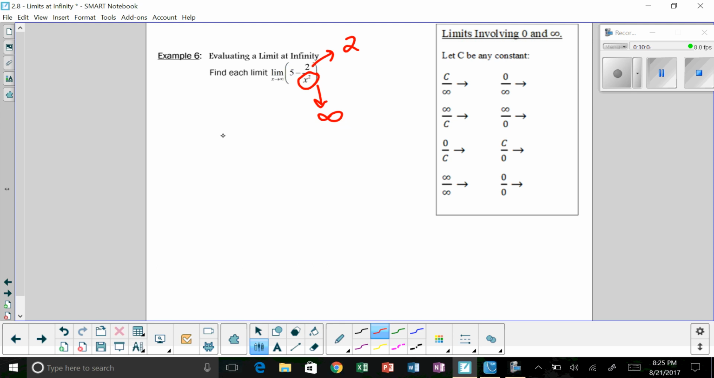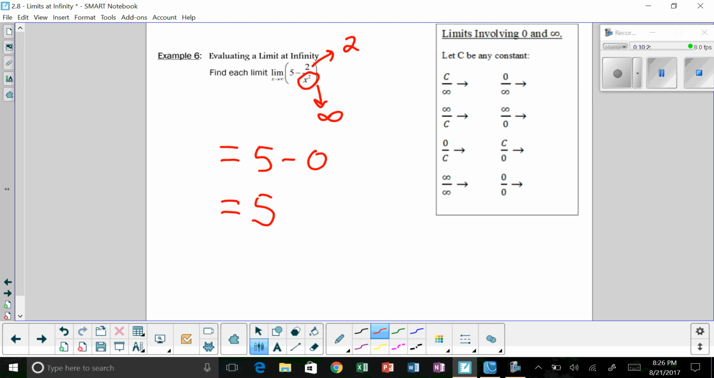So we have a limit that's equal to 5 minus 0. The constant term is always 5. That does not change. The fraction 2 over x squared gets smaller and smaller and smaller, approaches 0 as the denominator gets bigger and bigger and bigger while the numerator stays the same. So our answer is 5.